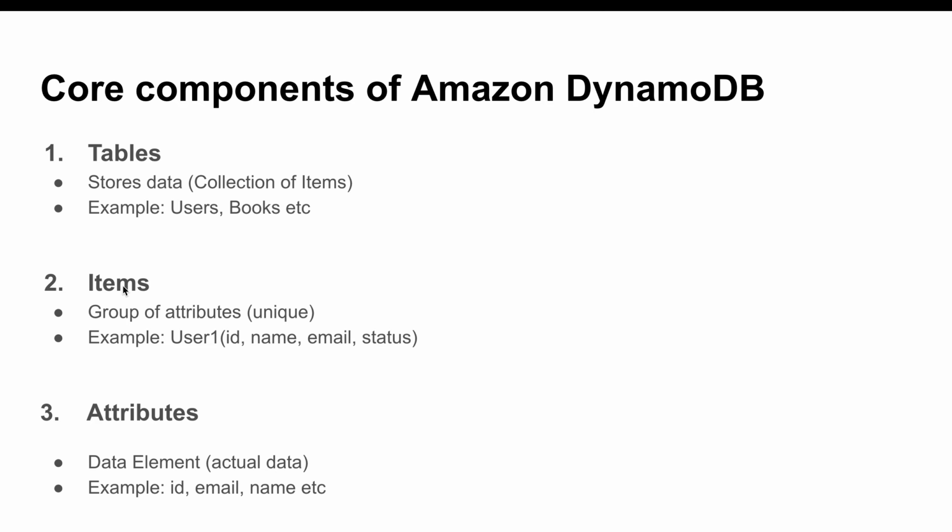Then we have items. Items are groups of attributes, and each item in the collection is unique. An item could be a first user, a group of attributes of the user like ID, name, email, status. Here ID and email could be unique for a user. Like this we could have multiple users. These are the items which go into the table. And then we have attributes, which make up the item. An attribute is the actual data element wherein the actual data is stored. Examples could be ID, email, name, etc.